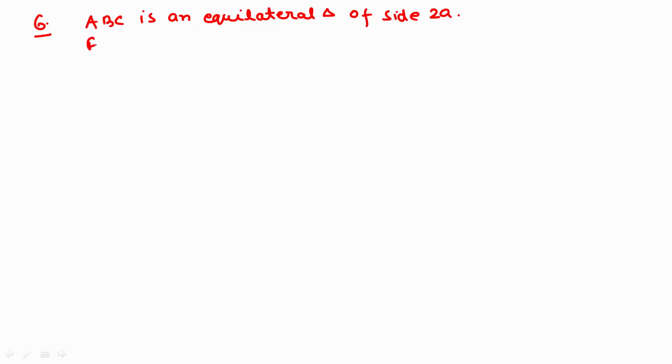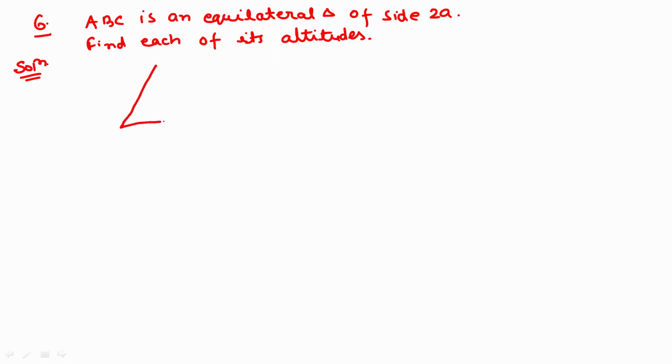We have to find each of its altitudes. So we know that the lengths of all the altitudes of an equilateral triangle are equal. So we will find only one altitude.